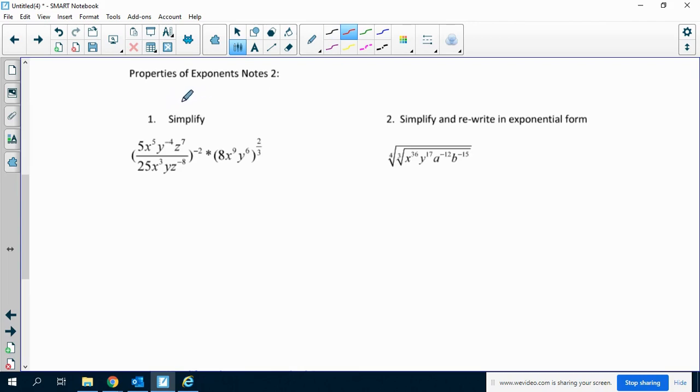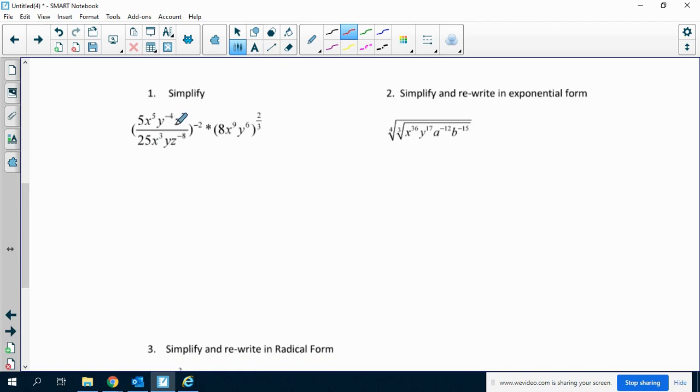The second day of properties of exponent notes, we're just going to do a bunch of problems. So problem one, simplify this. If I'm looking at this, there are a lot of different ways I can do this.